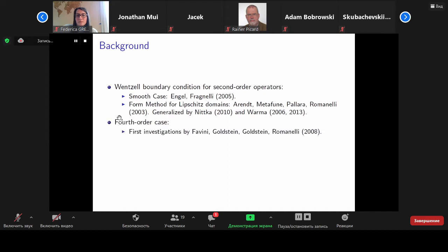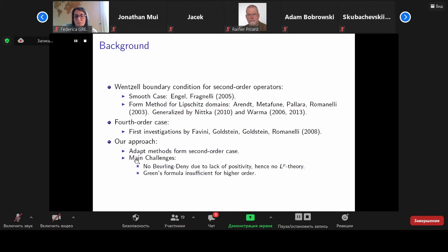On fourth order operators, much less is known. For Wentzell's boundary conditions, there are some first investigations in a paper by Favini, Goldstein, and Romanelli from 2008, where they considered the same system that we have investigated, but just on the space of test functions, and they showed that the operator is essentially self-adjoint. And now what are we going to do? We tried to, and we succeeded in using the methods from the second order case and working them for the fourth order case. But there are several issues.